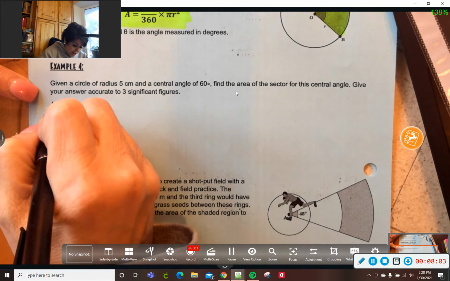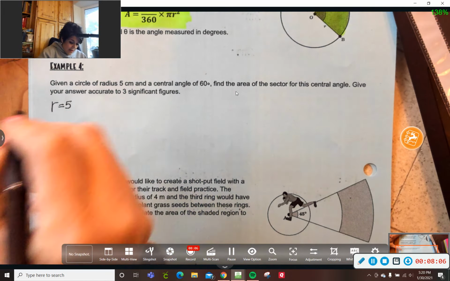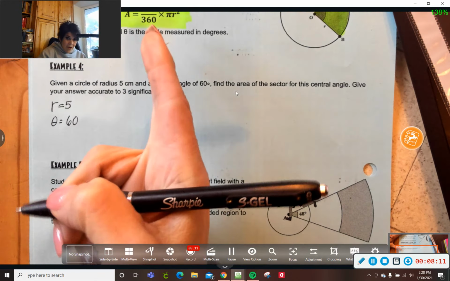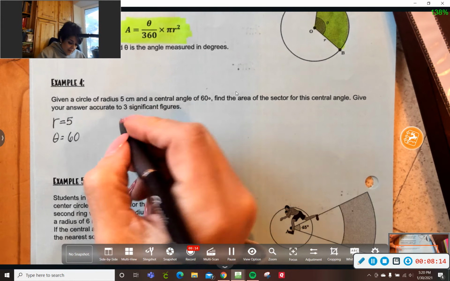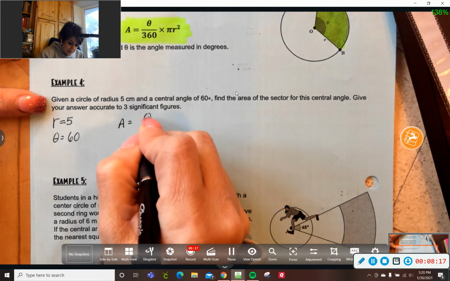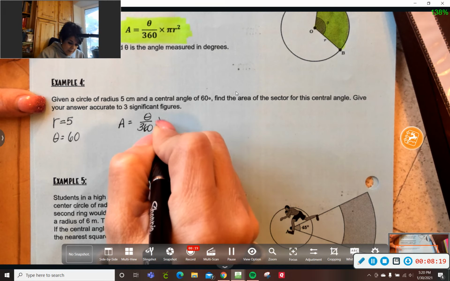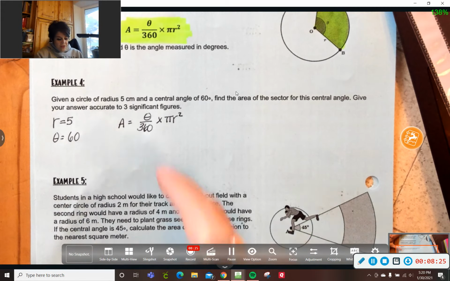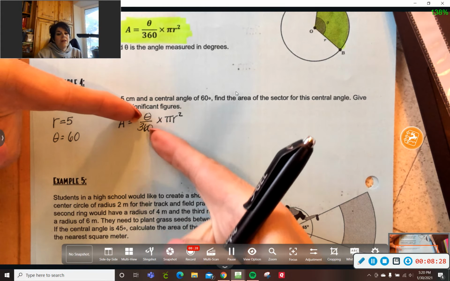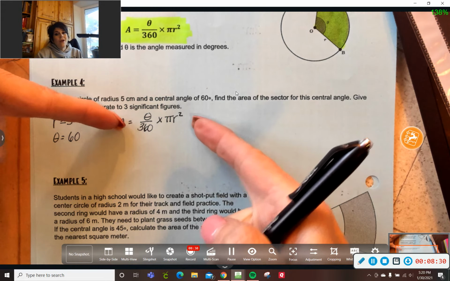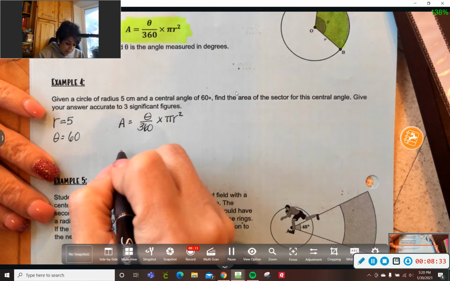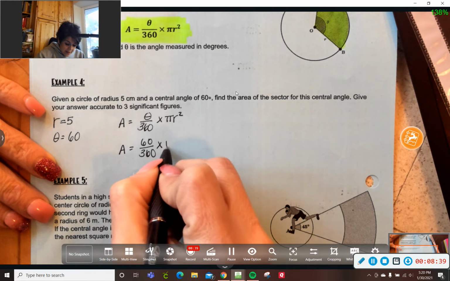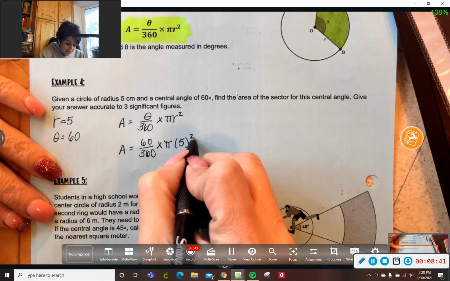Okay, so I know that my radius of this is 5, and I know the central angle is 60. I've got a formula up there that I'm going to use. Area equals theta over 360 times pi r squared. And you know the area of a circle is pi r squared. So this is pretty easy. How much of the angle do you need out of 360? And then pi r squared, because the area of a circle is pi r squared. Anyway, so I'm going to say that the area equals 60 over 360 times pi times 5 squared.